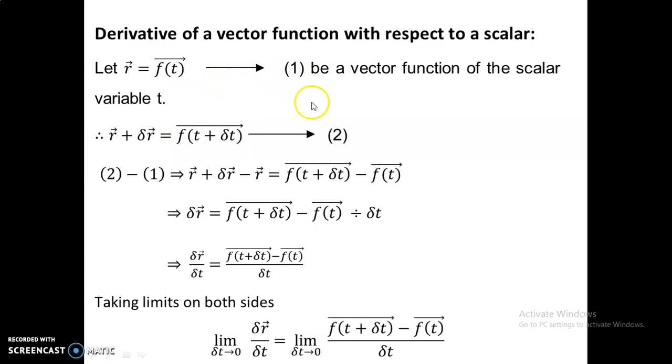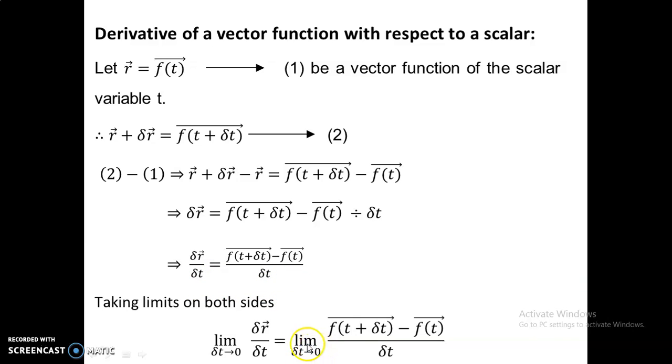Let us call these equation 1 and 2 respectively. Subtracting these two, we get r plus delta r minus r equals f of t plus delta t minus f of t. So r gets cancelled, delta r remains, and next we divide throughout by delta t. Then delta r by delta t equals f of t plus delta t minus f of t by delta t. Then we take the limit on both sides as delta t approaches 0.